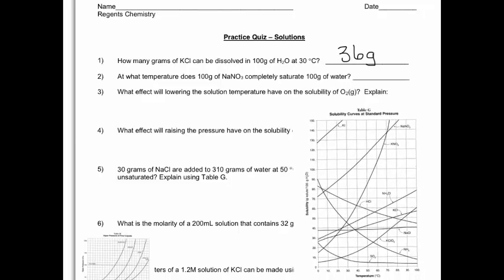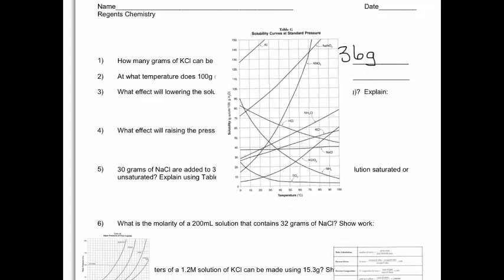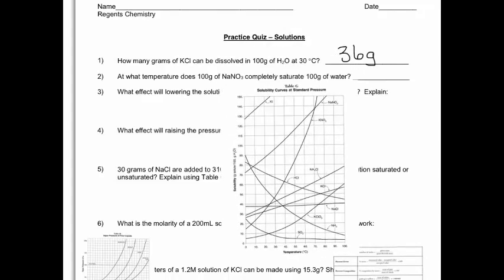All right, next question. At what temperature does 100 grams of sodium nitrate completely saturate 100 grams of water? So again, it is based on the 100 grams, so we're just going to be reading the graph, but this time we were given the amount of our solute, and we need to find the temperature at which that is saturated. So here's 100. Follow it over to the line for sodium nitrate and down, and I'd say that's at about 34. So that's 34 degrees Celsius.